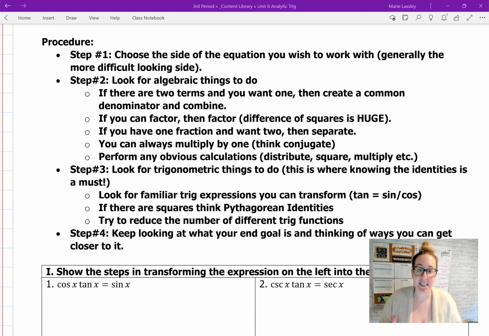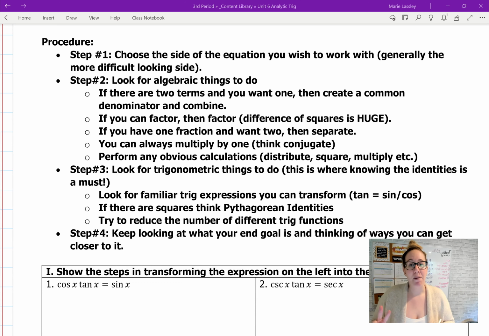So the first step is to choose the side of the equation that you wish to work on. Generally, this is going to be the more difficult looking side, because it's always easier to simplify something down than it is to take something that's already simple and build it up. It is doable, but it's more complicated. So you generally want to pick the side that looks more complex. That's the side that you're going to work with. Like I said, simplifying is easier than building something up to be unsimplified.